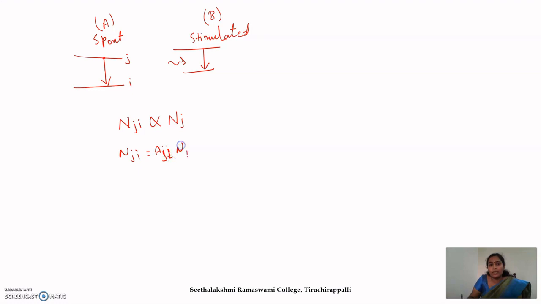So Nji is equal to Aji and Nj. And in the case of stimulated emission, as in our stimulated absorption process, Nji is directly proportional to the number of atoms in the excited state, and it is directly proportional to the incident radiation. So we can write Nji is equal to what?